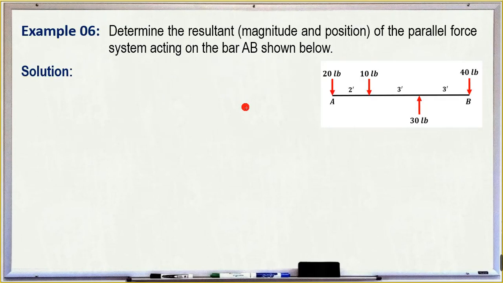So let's have an example immediately. Determine the resultant of the parallel force system acting on the bar AB shown below. Now, this one is very easy to get the resultant of. Okay? We will usually use forces along the vertical or along the horizontal. However, in this problem class, of course, we are required to find the position of the resultant. Where does it act on this horizontal rod?